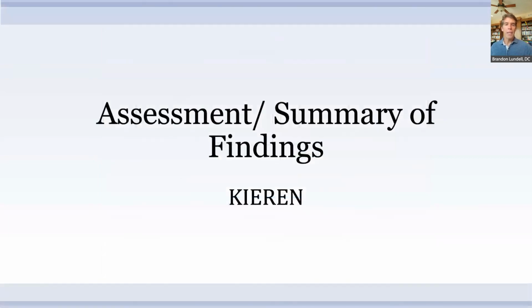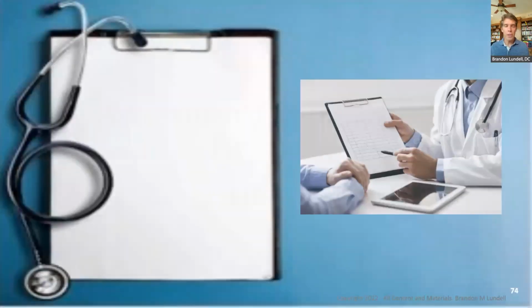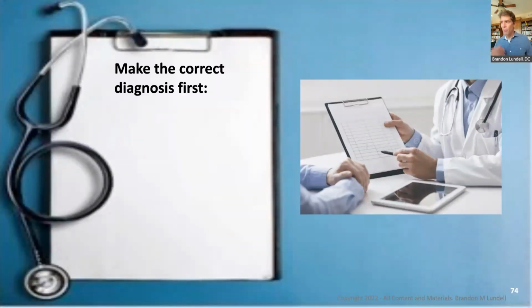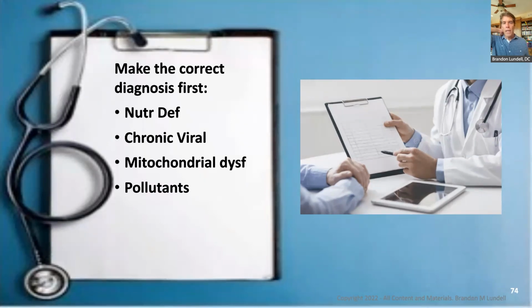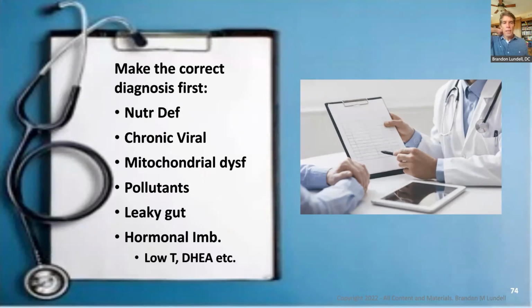So let's get back to Kieran. What did we do? Let's summarize what we saw. And I know we started a little bit late, and I'm almost done here. So make the correct diagnosis first: nutrient deficiencies, chronic viral infections, mitochondrial dysfunction, the pollutants that he had, leaky gut, and his hormonal imbalance. These are all the things that need to be addressed if we're going to be successful in helping patients like this. Next.